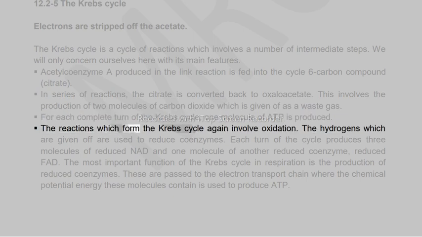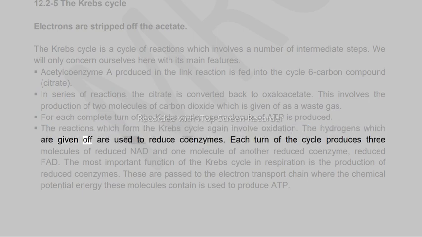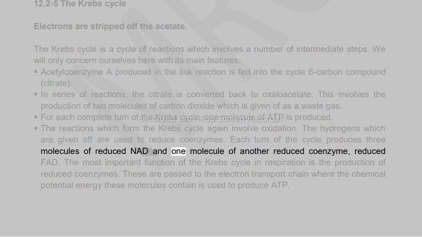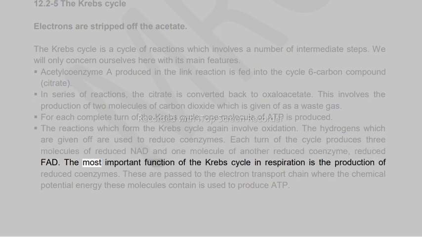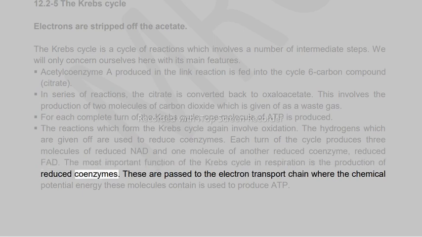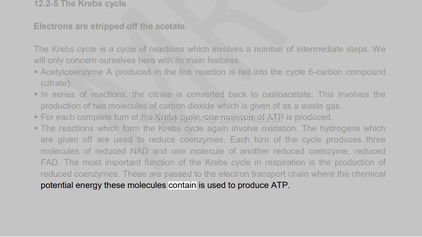The reactions which form the Krebs cycle again involve oxidation. The hydrogens which are given off are used to reduce coenzymes. Each turn of the cycle produces 3 molecules of reduced NAD and 1 molecule of another reduced coenzyme, reduced FAD. The most important function of the Krebs cycle in respiration is the production of reduced coenzymes. These are passed to the electron transport chain where the chemical potential energy these molecules contain is used to produce ATP.